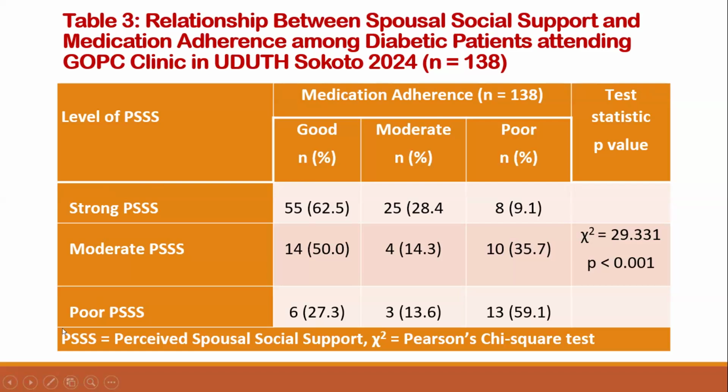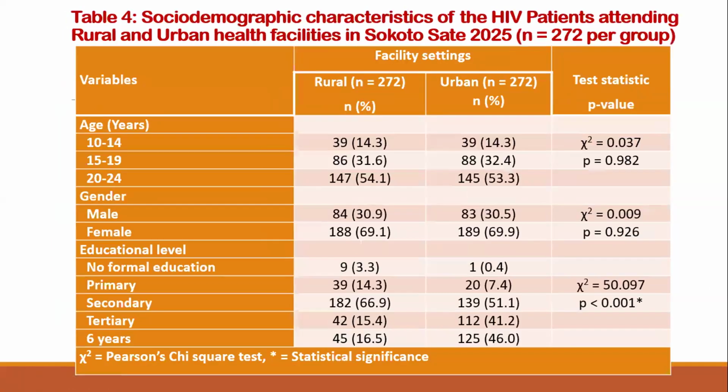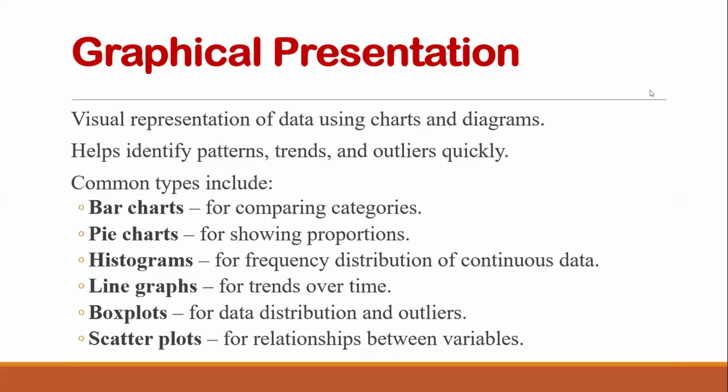You see at the footnote, I have written PSSS, perceived spousal social support. So I have defined my footnotes. I have defined all my abbreviations. And then chi-square, X-square here is equal to Pearson's chi-square test. So that is what you do in your table. This is another table. It's a little bit more complex table than the other ones. So these are all examples of tables.